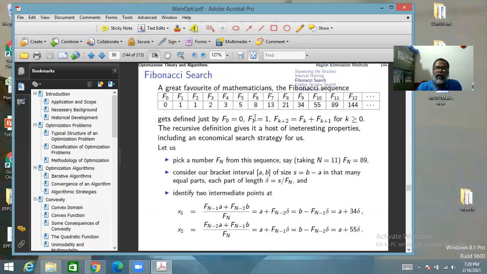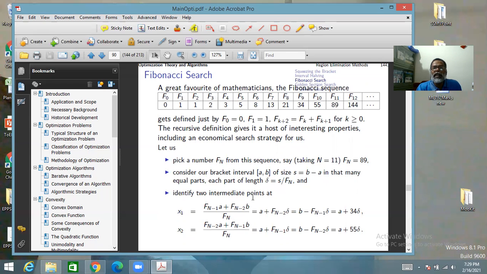Pick up a number from this sequence, Fn. Say we take n as 11, so F11 will be 89. So we have picked up a number from this sequence, F11, which is 89. Now, consider our bracket A to B, whatever we start with, and consider it split in 89 parts, as if 1 by 89 of the bracket size is our unit. So what is the size of the unit? Delta, that is the bracket size S divided by Fn, S by 89. Delta is the current unit in which we measure interval length.